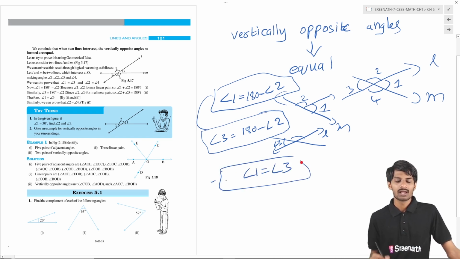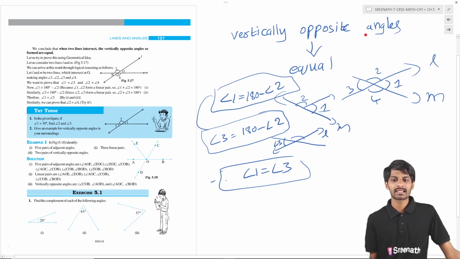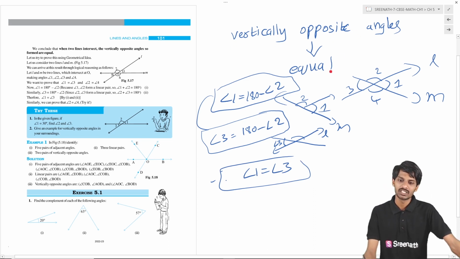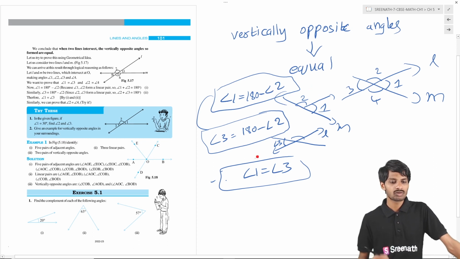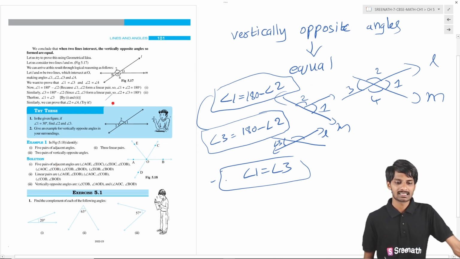So we have proved geometrically that vertically opposite angles are equal. Similarly, you can prove angle 2 equal to angle 4 also, students. That's it. In the figure given, suppose angle 1 equals 30 degrees, so find angle 2 and angle 3. You have to find angle 2 and angle 3, students.